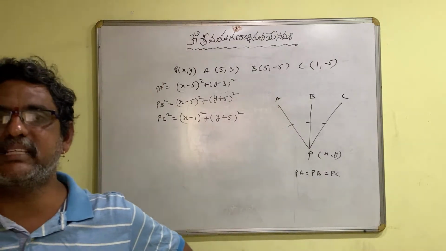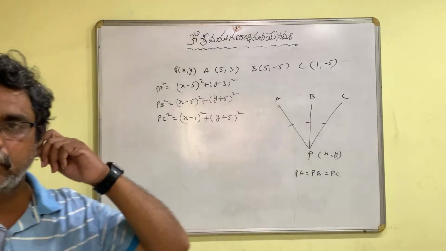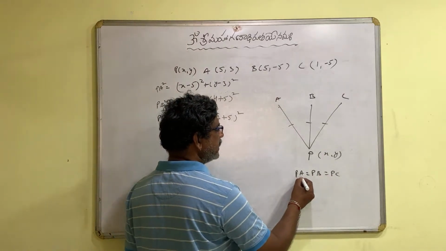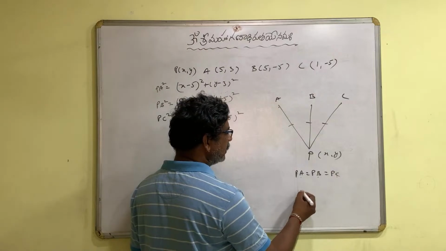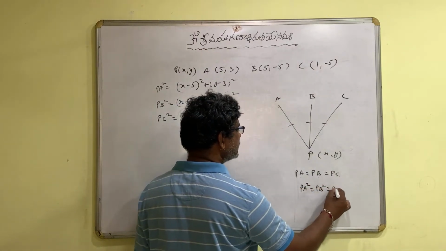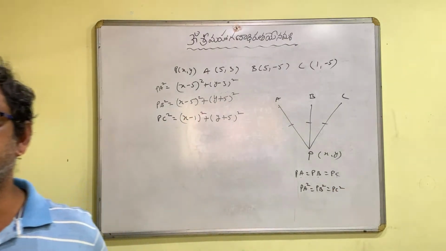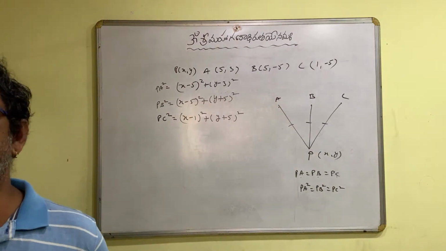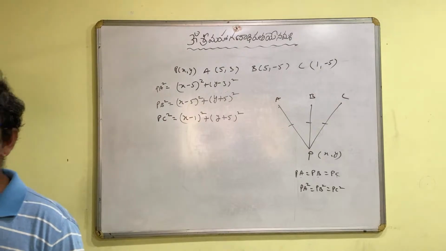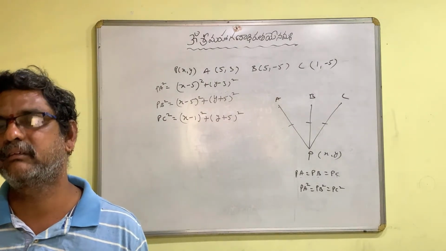Distance between PA, distance between PB, distance between PC. Since it is given that PA, PB, PC are equal, then PA square, PB square, PC square are also equal, squaring on both sides.